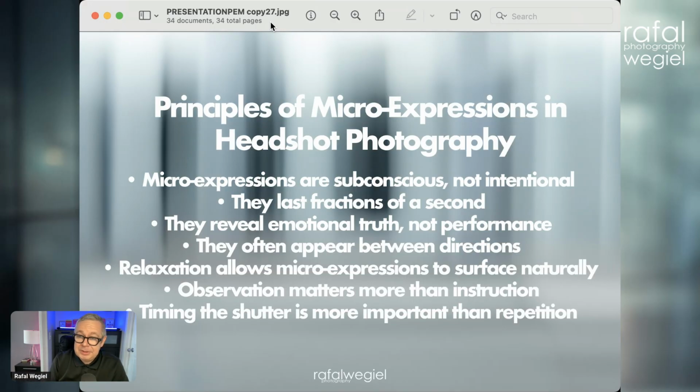So micro expressions are subconscious, not intentional. We've talked about it. This is extremely important, because you cannot just say, throw me that microphase expression, because they're happening automatically. As I said, with time, we need to learn how to capture them. It's not easy. It's much more challenging, especially because they're not intentional, but you have to pay attention.